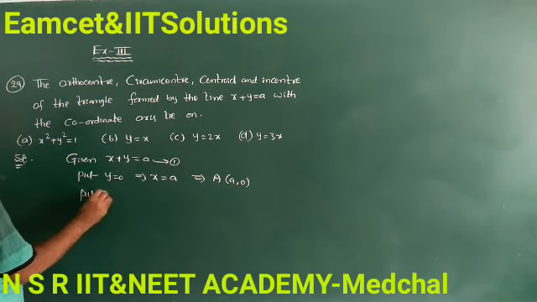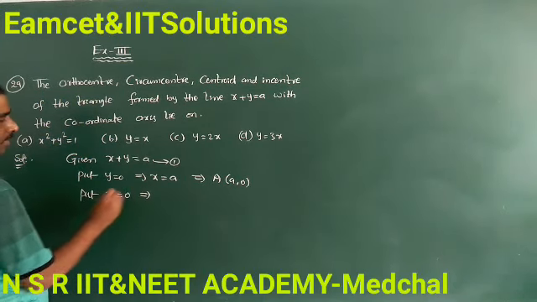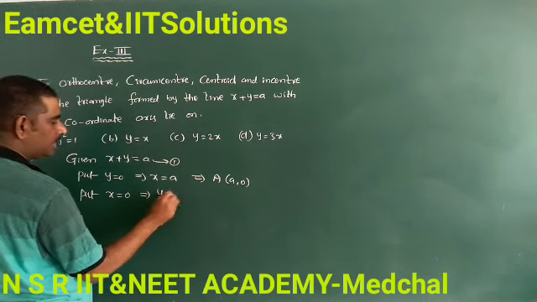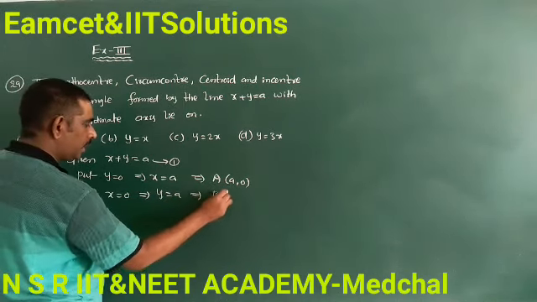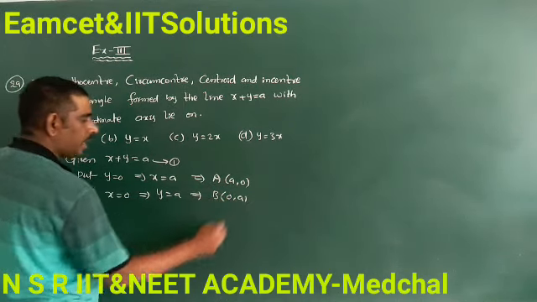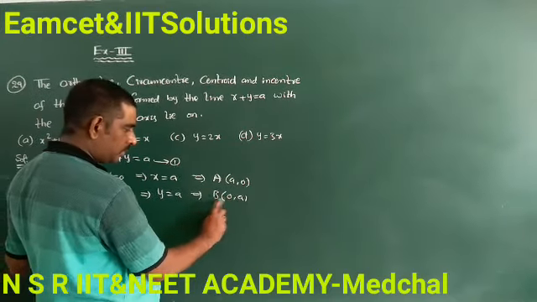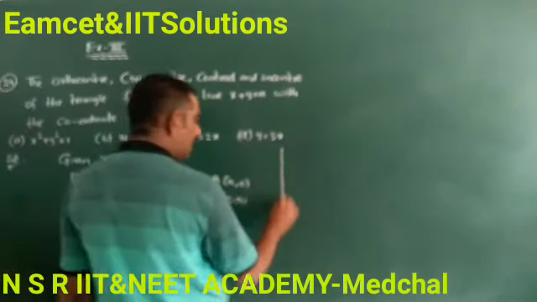Next put x equal to 0 in equation 1, we get y is equal to a. So this is B (0, a). So here the x coordinate is 0. So this point lies on the y axis.